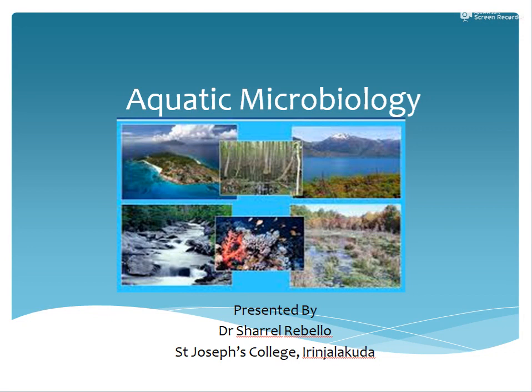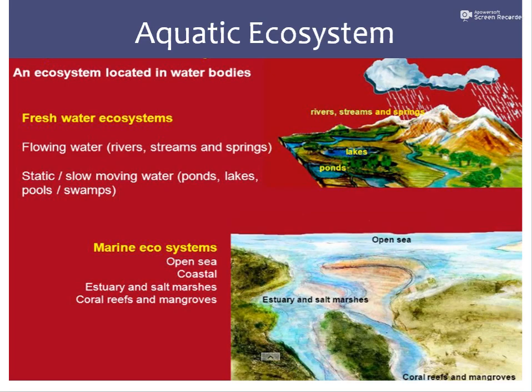Microbiology, as we have known, is found to be prevalent in various areas. You have come across microbiology in the environment, microbiology in food, microbiology in industries, and right now we're going to talk about aquatic microbiology. Before we go on to the details of the microbiological elements, I would like to give you an outline of the aquatic ecosystem.